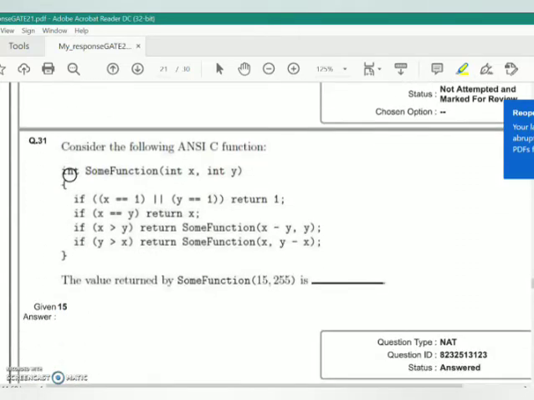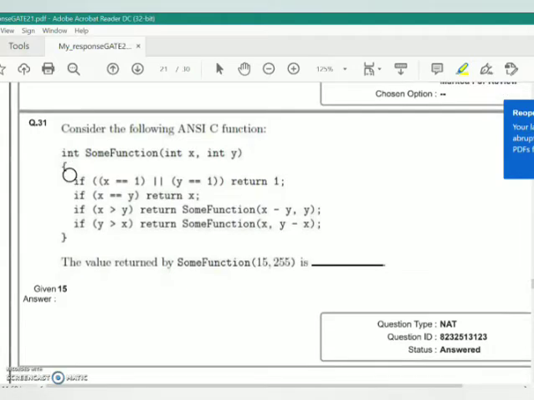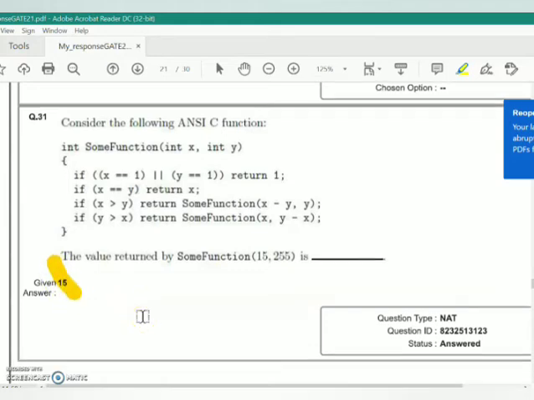Question number 31. So finally we will get x equal to 1 and y equal to... no, x equal to y, so the value of x is 15. So the answer is 15 for question number 31.